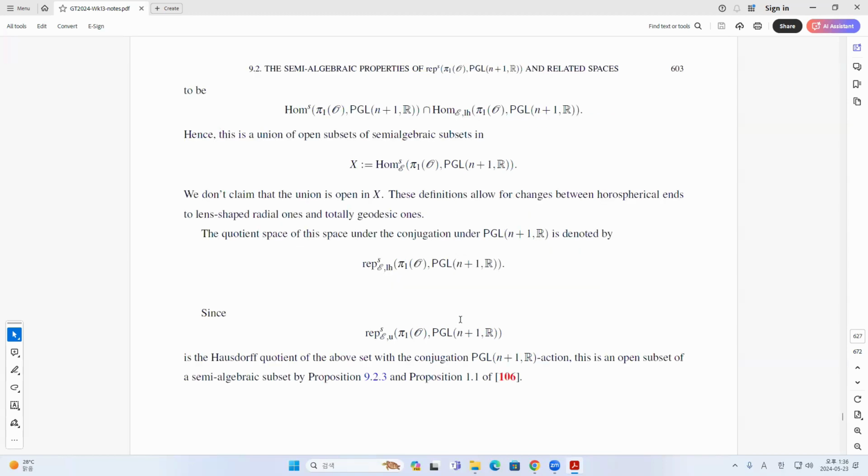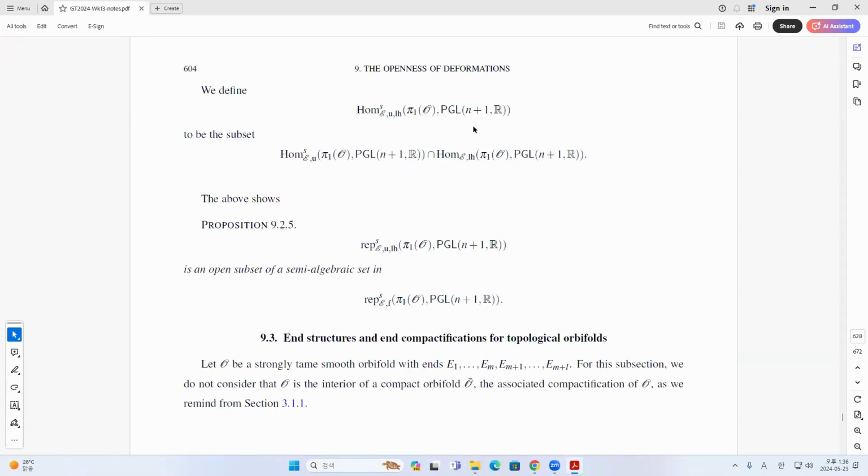And so this is the stable part of those, and X is this. So the quotient space under this, you can also define these, and these will all be open subsets of the semi-algebraic set here.